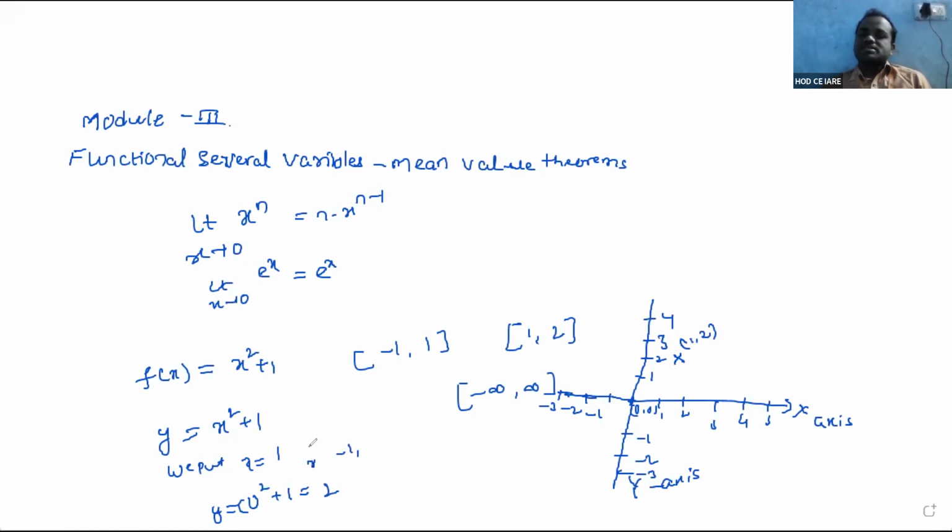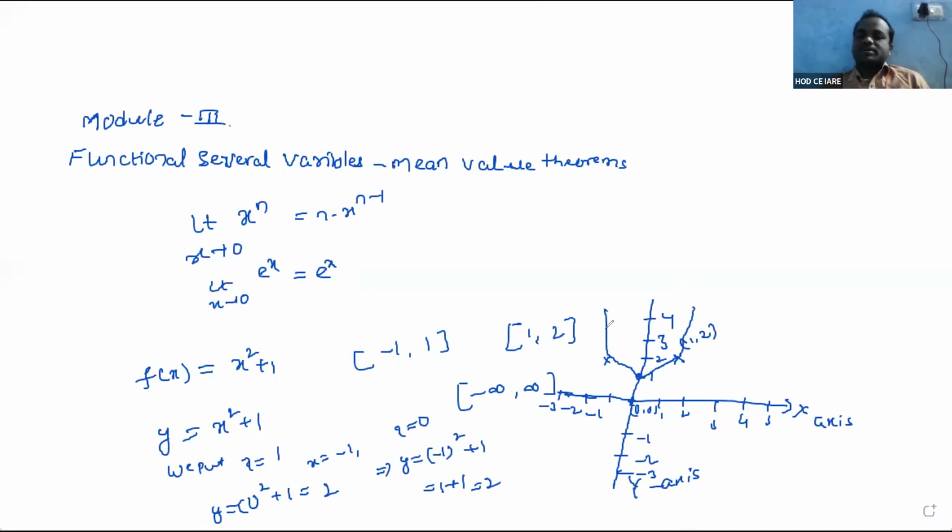Similarly, take x equal to minus 1. Then y is equal to minus 1 whole square plus 1, which is 1 plus 1, which is 2. So for minus 1 we get 2. If x is equal to 0, then y is equal to 1, so we have 1 on the y-axis here. So we get a curve, a parabola. This is never cut.